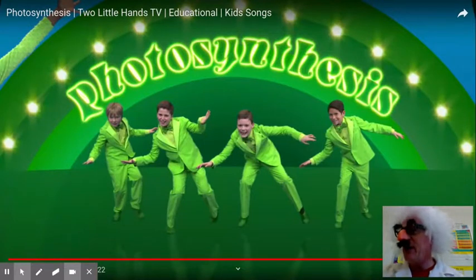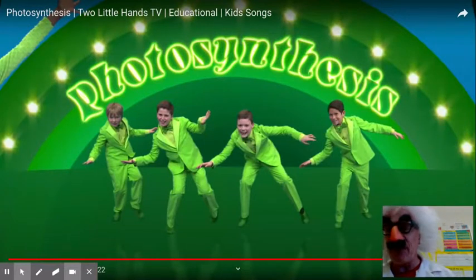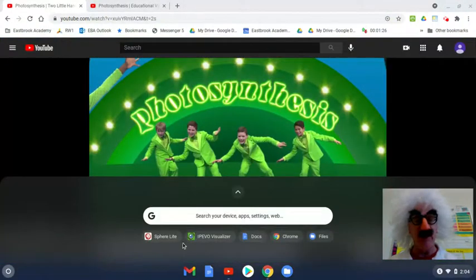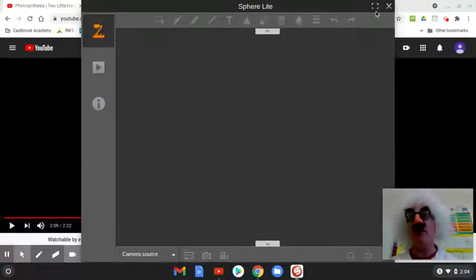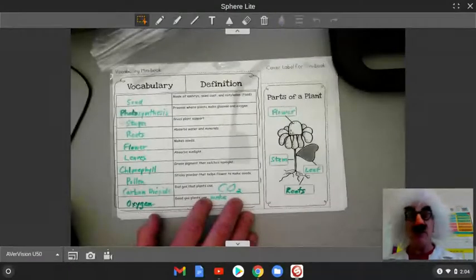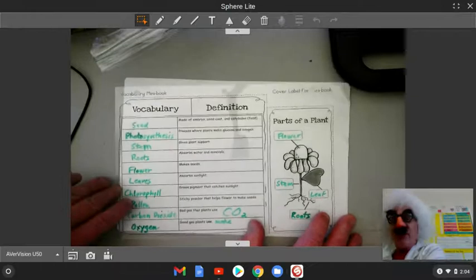Photosynthesis. Well, what I have here, I want to pull up my little camera for you so that you can see it. The document camera right here. Here we go. There we go. Okay, so this is what I want to show you.